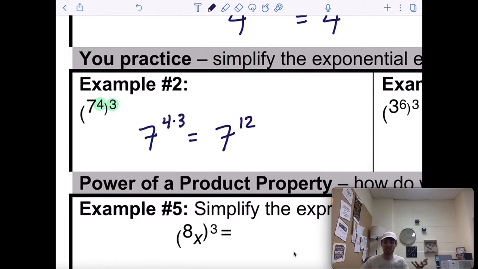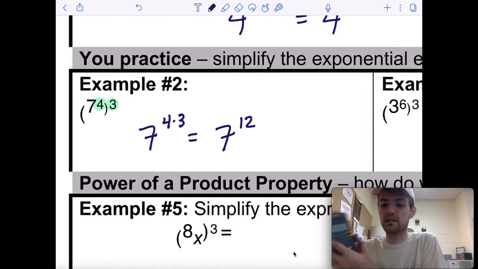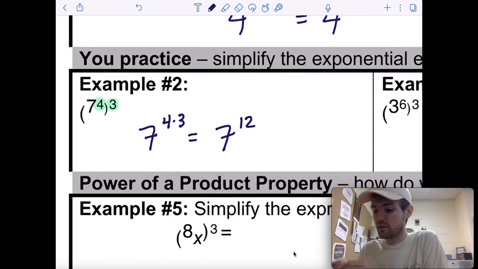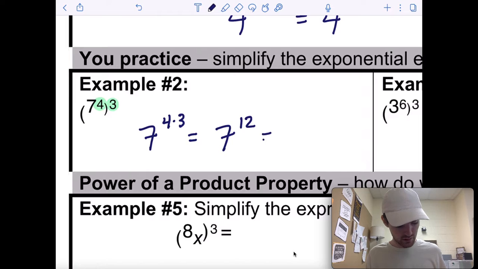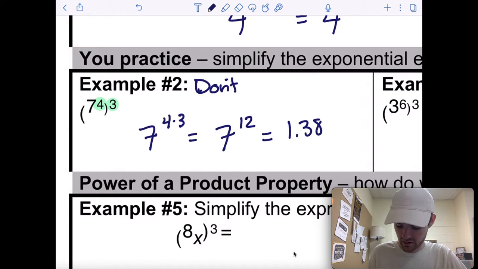We need to be good about figuring out what's going on here. So in my calculator, I'm going to go ahead and type that in. 7 to the 12th power is huge. This is a bad example. Wow, okay. This example, don't simplify.